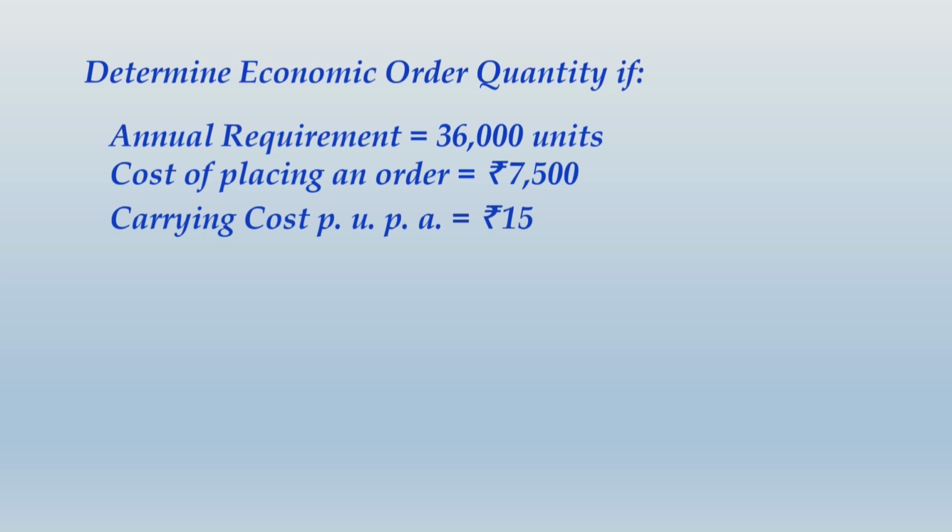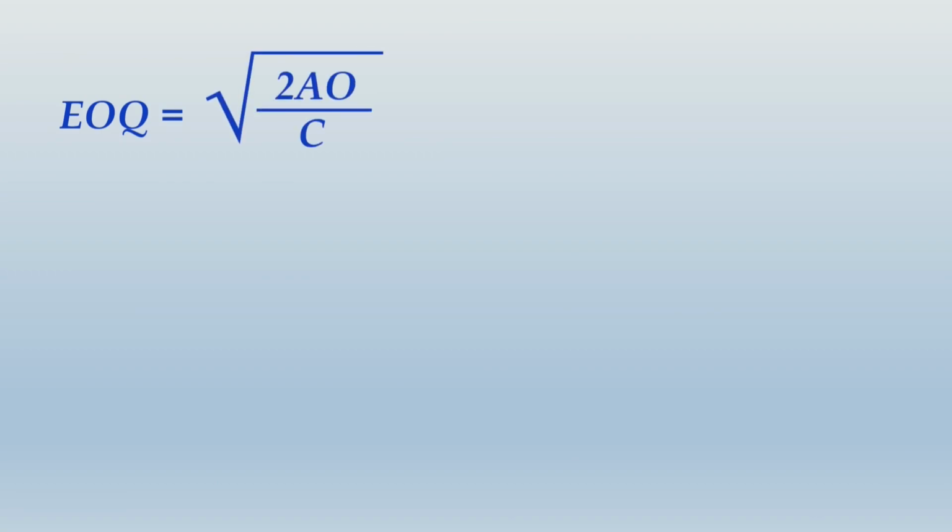Alright friends, I am sure you have finished writing this example. Let us look into how to write up the solution for the same. We are supposed to determine economic order quantity, in short EOQ. So EOQ is defined as square root of 2 times A into O divided by C.